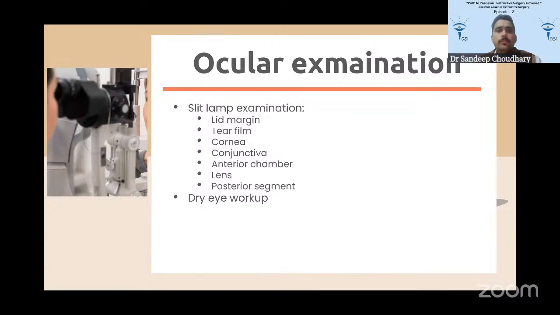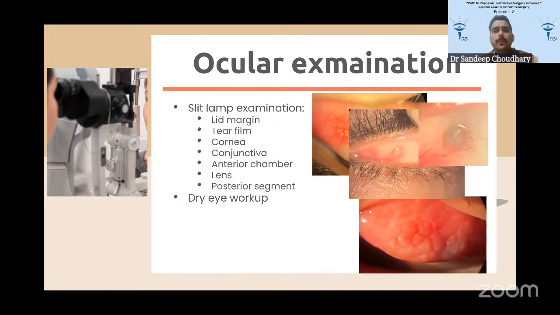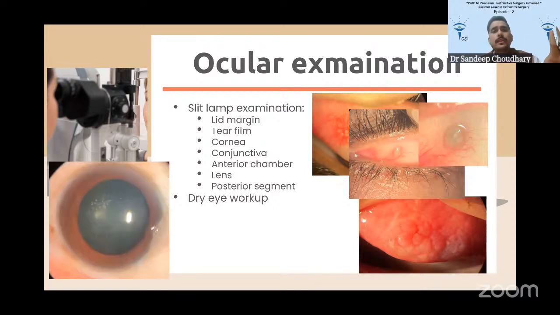So even on the slit lamp, starting from the eyelids also, because sometimes even if the patient is asymptomatic, there are things which you discover on the examination, like concretions can be there underneath the surface. There can be papillae, or like this patient here, a 35-year-old male, who did not have any symptom of blurring of vision per se, but on examination, the patient had granular corneal dystrophy.